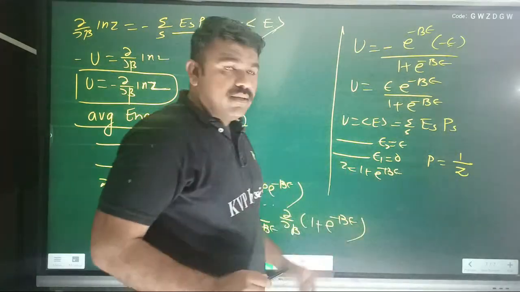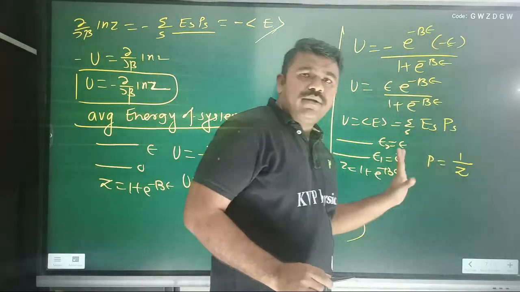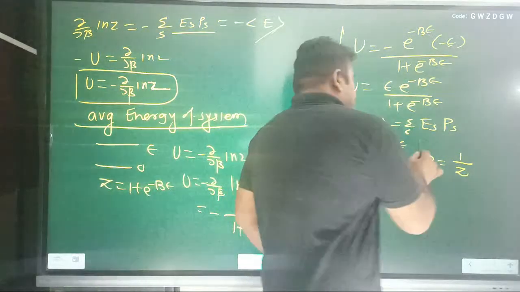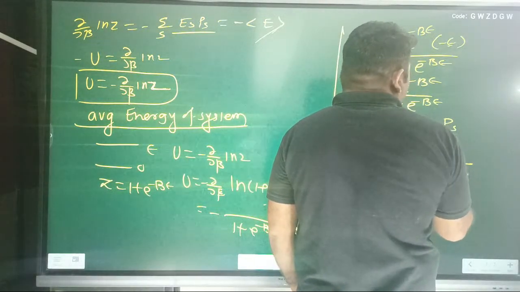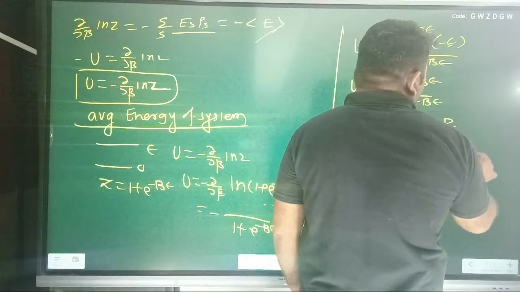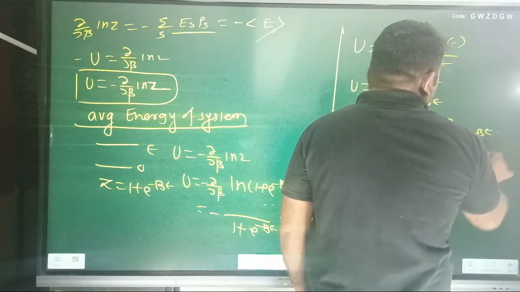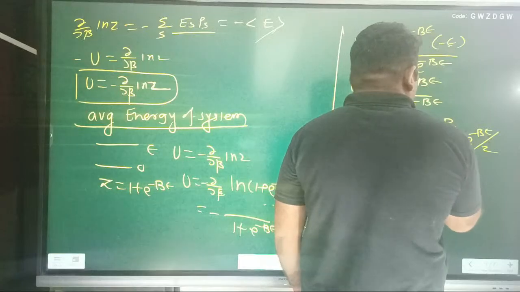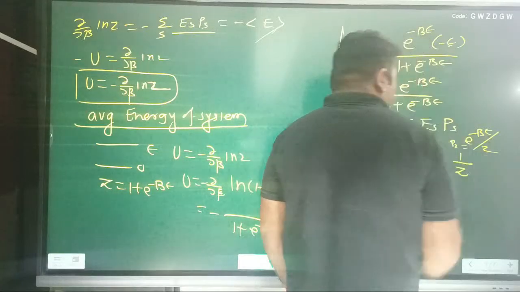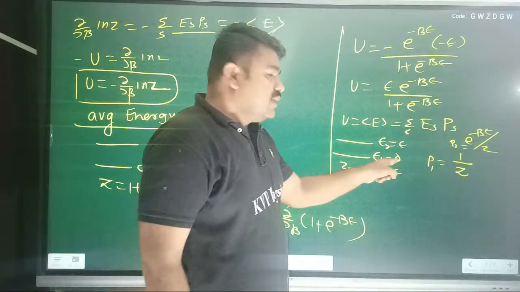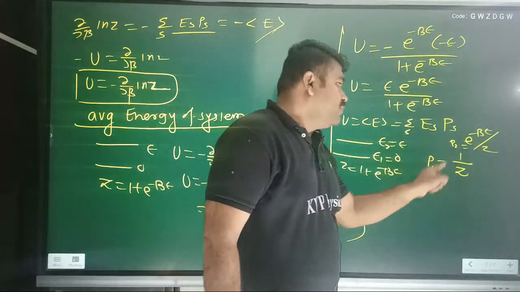Is it making sense? What is the probability for this case? 1 upon Z. What is the probability for this state? This is, suppose, P1, this is P2. P2 is equal to e to the power minus beta epsilon upon Z. This is the probability P2. Clear? We know that energy E1 is 0, E2 is epsilon, with probabilities P1, P2.